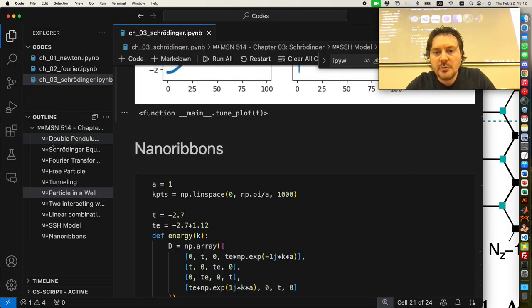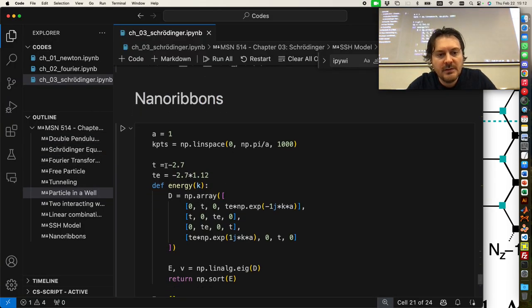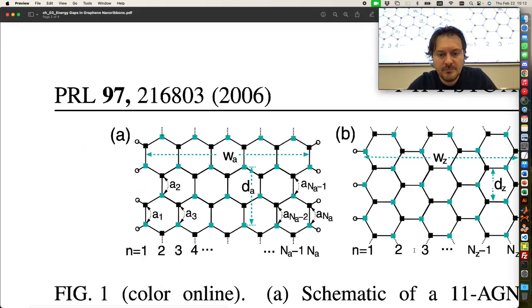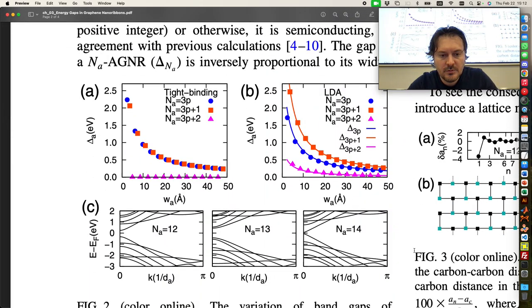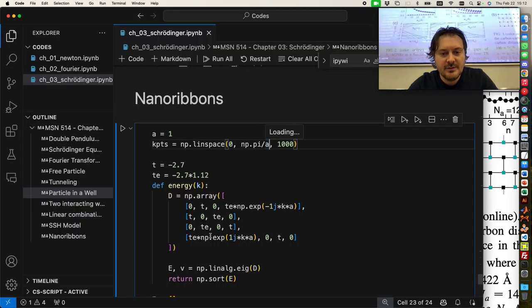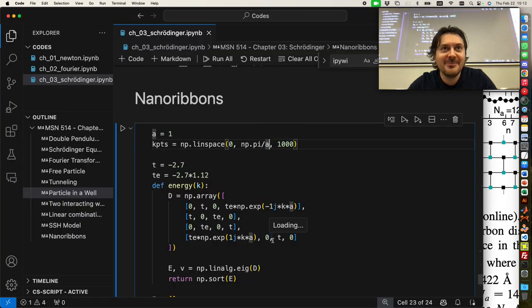And here is our program. T is minus 2.7, TE is minus 2.7 times 1.12. K goes from 0 to pi over A. Why? Because that's how it goes in the paper. So it goes from 0 to pi. Okay? I will make you all a condensed matter physicist.